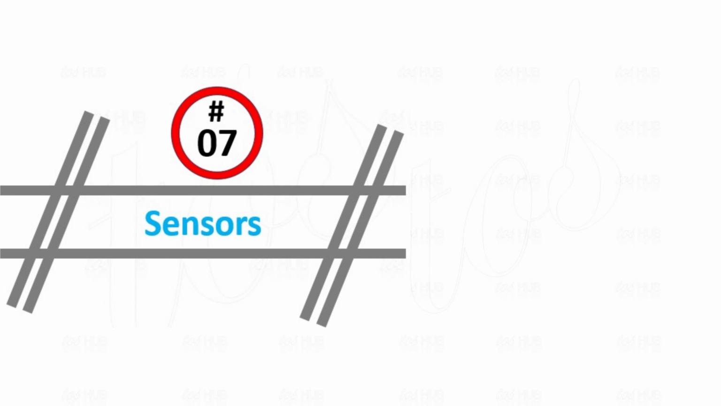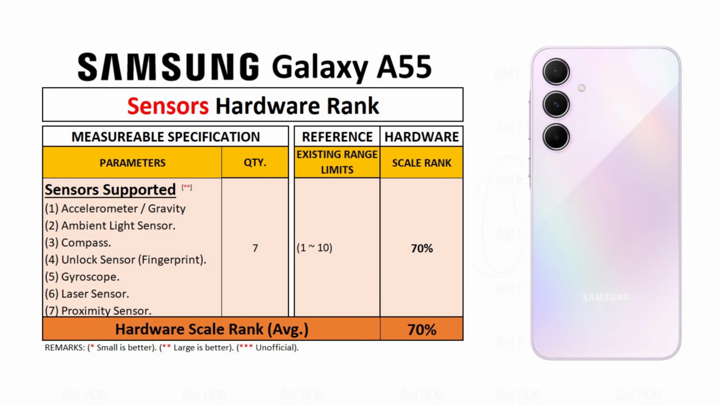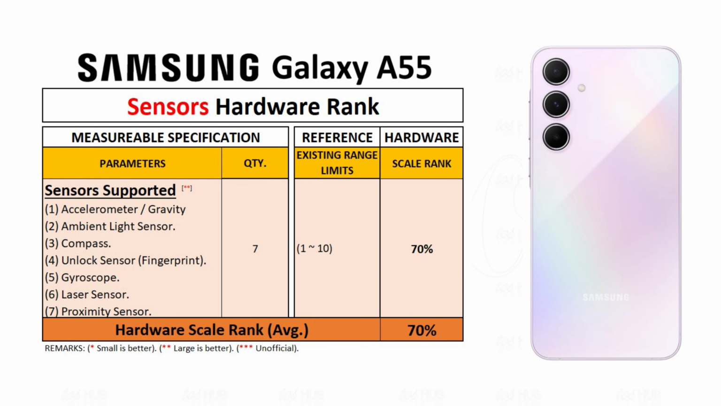Seventh category is about sensors. Samsung Galaxy A55 sensors hardware rank bases on multiple sensors. It includes an accelerometer, ALS, compass, optical fingerprint sensor, gyroscope, Hall effect sensor and proximity sensor. By comparing the sensor specification with available smartphones, the score rank stands at 70% scale.